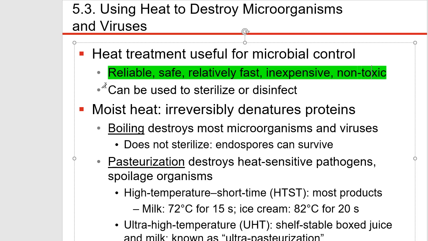Remember, we talked about endospores, that they are pretty resistant to temperatures. It has to be an extremely hot temperature to get rid of them, which is why endospores can't survive.